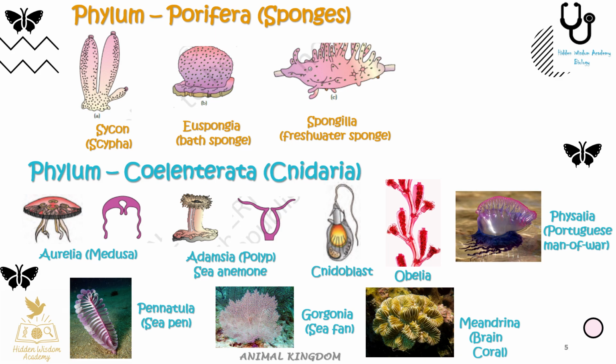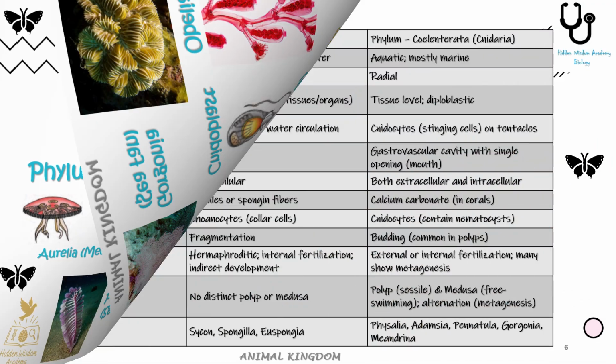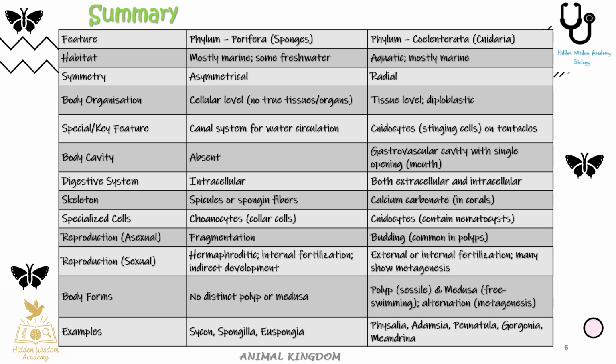Let's quickly revise the differences between two animal phyla, Porifera and Coelenterata. Members of phylum Porifera are commonly known as sponges. They are mostly marine, with some found in freshwater. They exhibit asymmetrical body symmetry. Their body organization is at the cellular level, meaning they lack true tissues and organs.